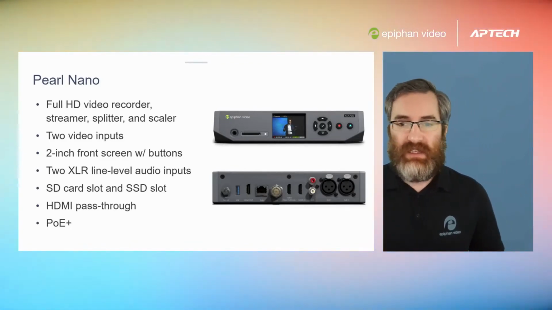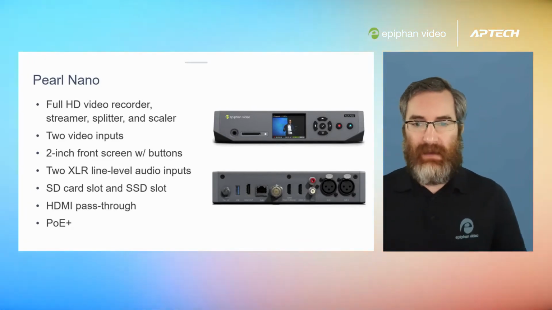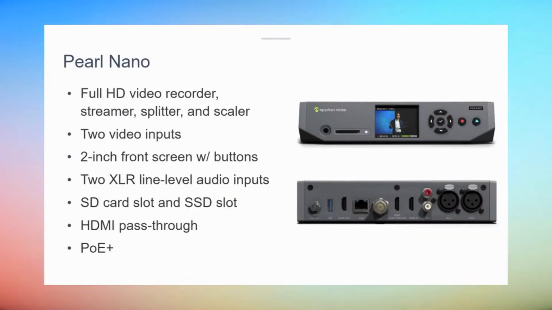So you can see here in this slide, there's a couple of pictures, the front and the back there. Top one, you can see on the front, it has the SD card slot, a headphone jack for monitoring audio, that screen, and the buttons. The screen, like the other Perl models, will give you some confidence monitoring, an audio VU meter, some timers for your streaming and recording. The buttons will let you navigate some menus on that screen. And then there's dedicated buttons for starting recording and starting streaming with LEDs to give you an indicator what's going on there.